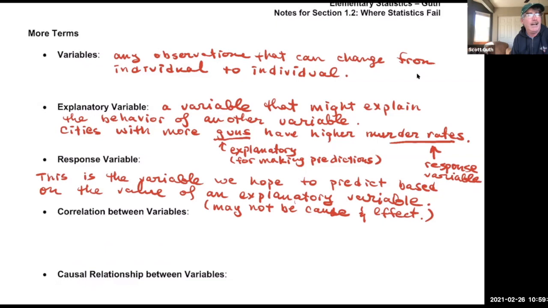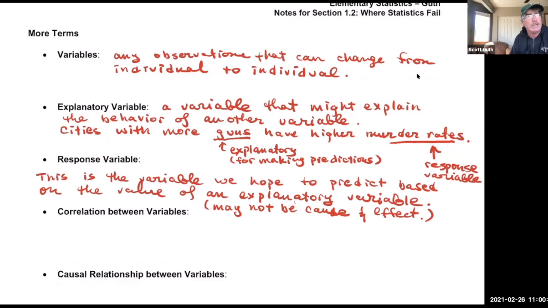But I'm not going to say it's because the age is the cause, because we know that there are some older people that don't have any cavities at all. So it's not really a cause and effect thing, but there's a relationship. Okay. And same with the cities and guns.